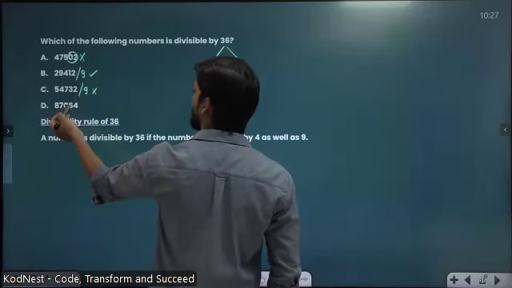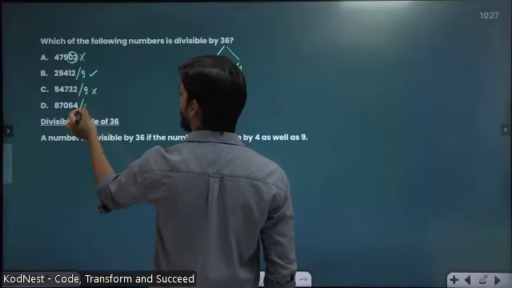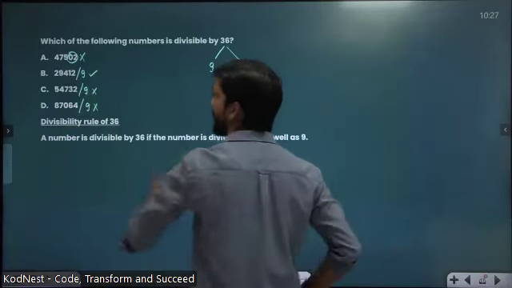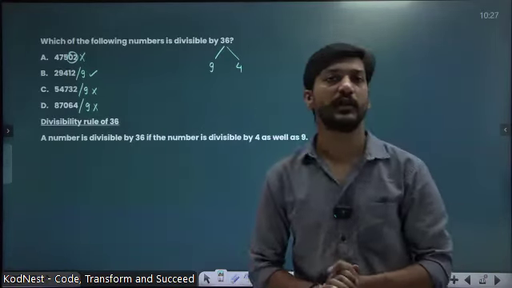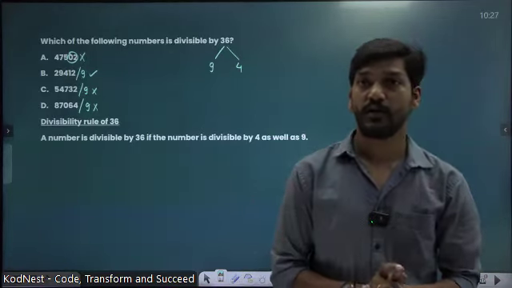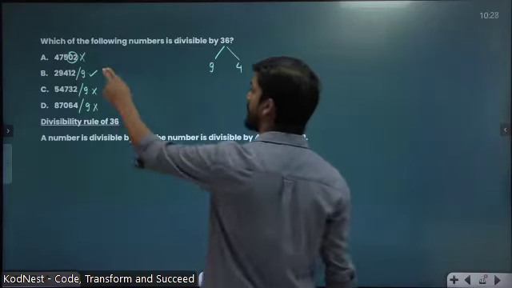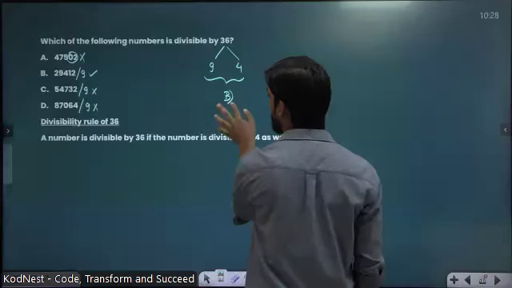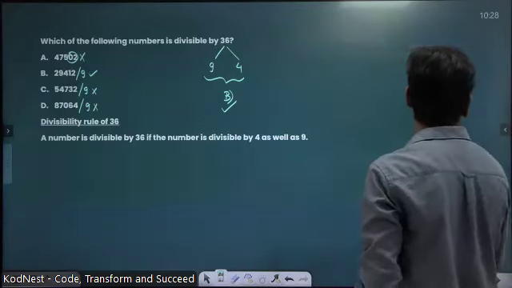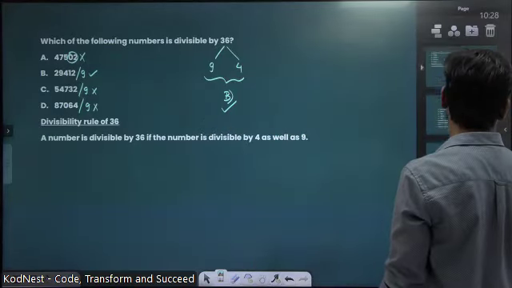7, 6, 13, 13 and 4 is 17, 25. No, not divisible by 9. Okay. So one option is not divisible by 2 and two options are not divisible by 9. Only one option is there which is divisible by both, that is B option. So that is correct. Okay, let's take one more question.